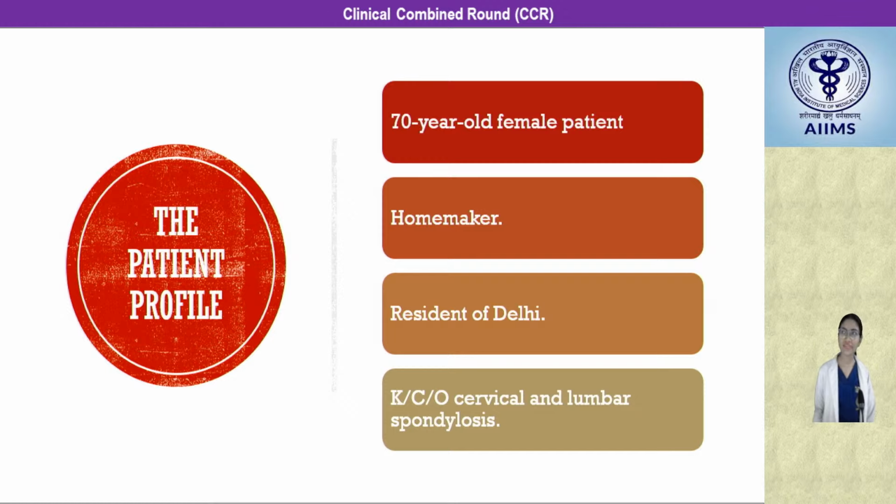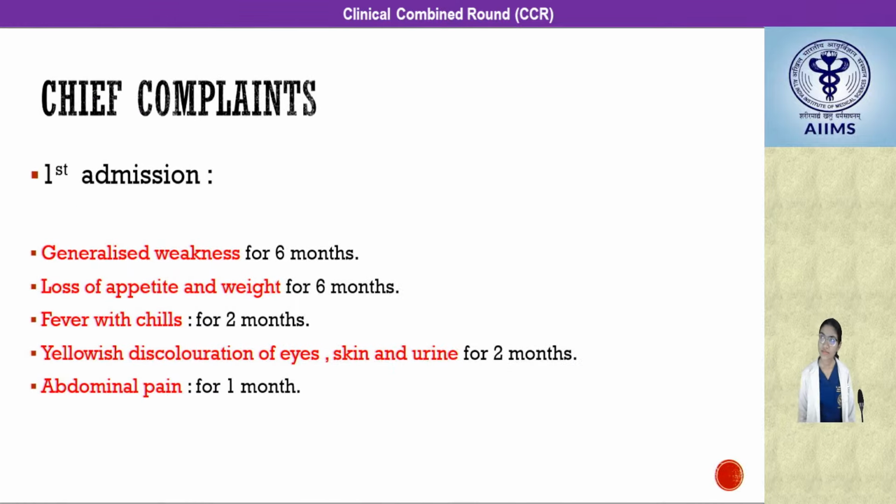Without further ado, I'd like to start with the patient profile. She's a 70-year-old female patient. She's a resident of Delhi. She's a homemaker, and she's a known case of cervical and lumbar spondylosis. She presented with the chief complaints of generalized weakness for the last 6 months, loss of appetite and weight for the last 6 months, fever with chills for the last 2 months, jaundice for the last 2 months, and abdominal pain for the last 1 month.